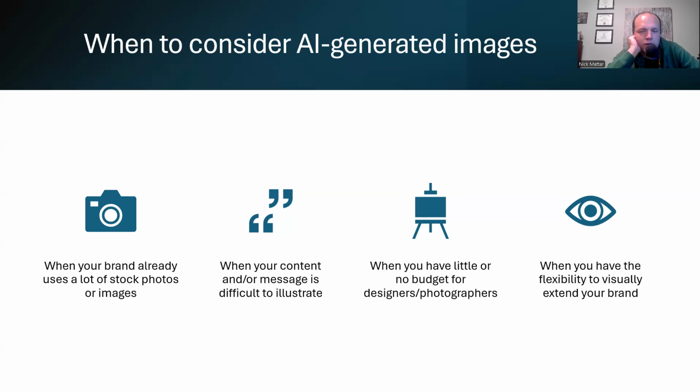Then the fourth one though is really important. You need to make sure that the brand that you're working with has the flexibility to visually extend the brand in a certain direction. You're not starting from zero here with a blank canvas. For example, one of the brands that I work with, where I've extended this to AI, it's all LinkedIn. So everything on the LinkedIn page is now AI generated. And this is a company that does not have a lot of visual assets to work with.